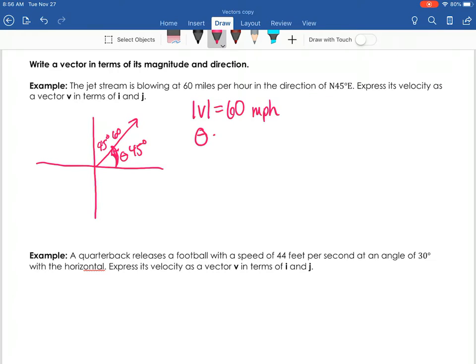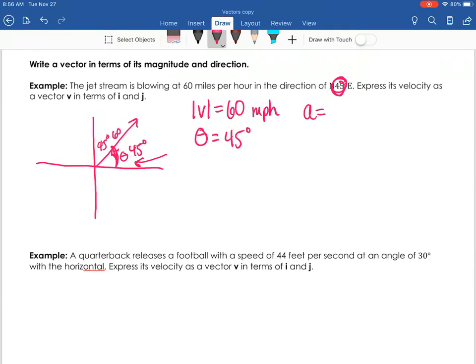And I know my angle is 45 degrees because we just figured that out. It's not because this is 45 degrees. It's because this angle here is 45 degrees. It's just a coincidence that they're the same at this point. Okay, so if I want to write in terms of i and j, I have to use that trick to find my a and b.